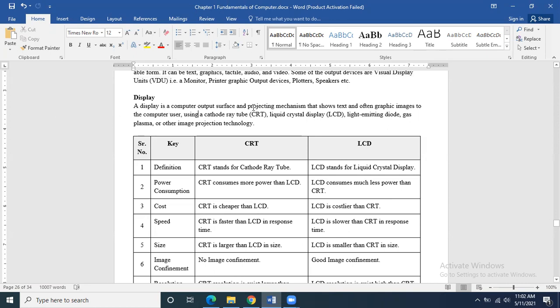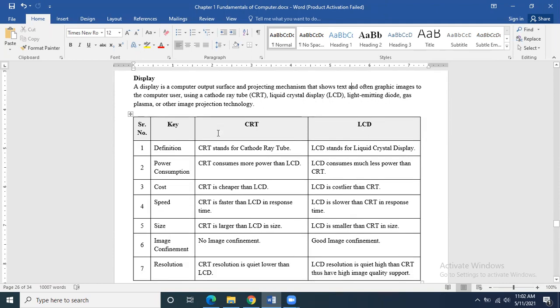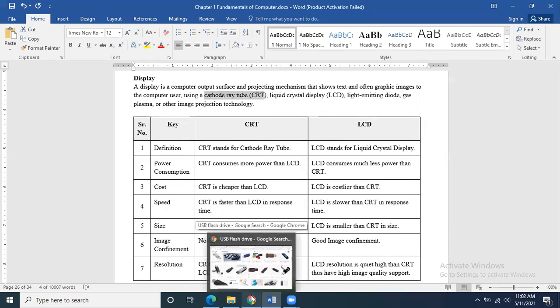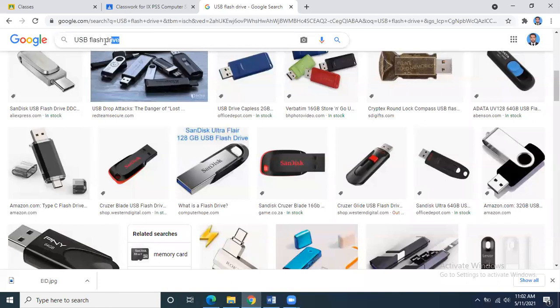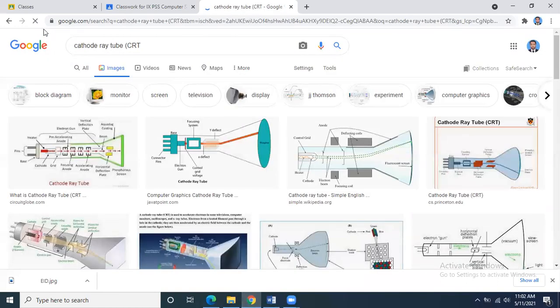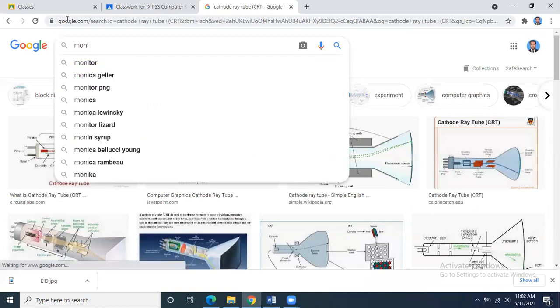So display is a computer output surface and projecting mechanism that shows text and often graphics, images, videos for the computer. Normally when computers started, in the beginning the displays were in the form of CRT. CRT is called cathode ray tube. When we say CRT, you will have to remember the old television sets and the old computer systems. So basically monitors were there.